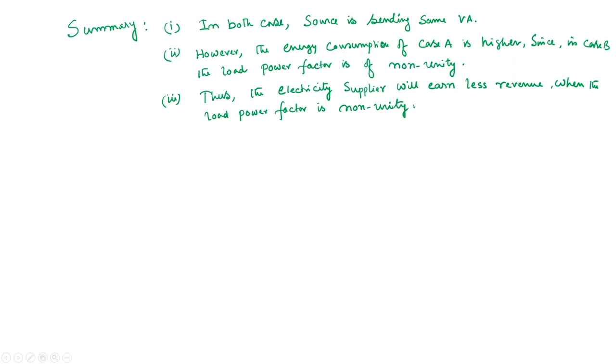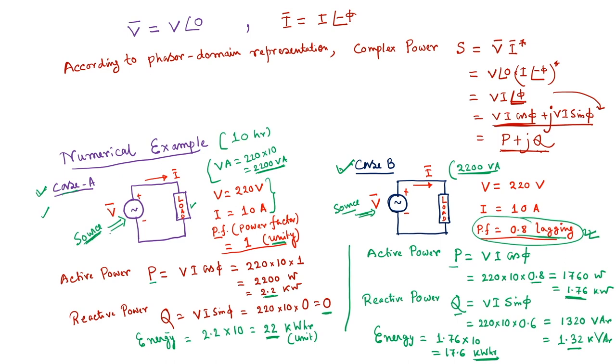Okay. Now look at both the cases here. The rating of the generator for case A and the rating of the generator in case B are identical. So that means the electric utility who is supplying power needs to set the same amount of infrastructure for both the cases in order to supply power in case A as well as in case B. However, despite setting identical infrastructure, it is getting less revenue when the load power factor is non-unity. Load power factor is non-unity and it is lagging in nature.